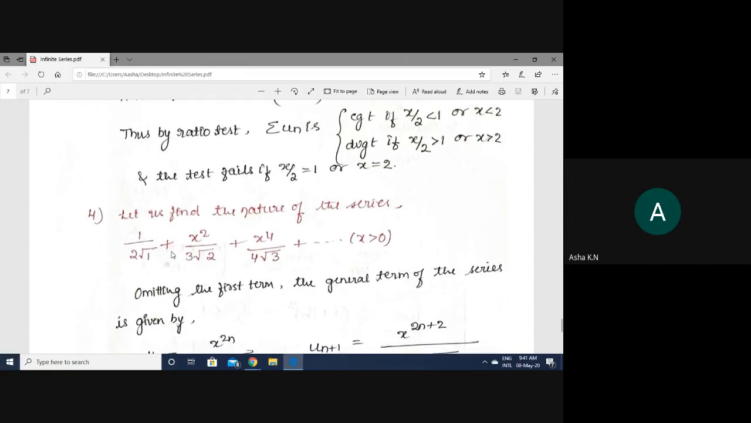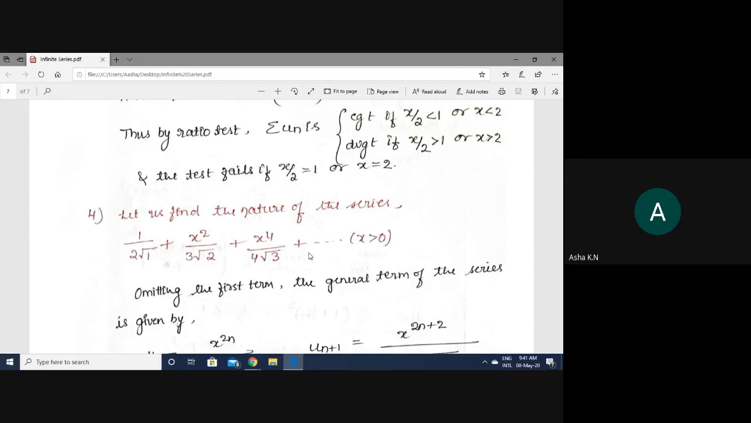Okay. Now the denominator. In the first term, you have 3. This is the first term, x square by 3 root 2. In the first term, you have 3. Second term, you have 4. Okay, second term is 4. Third term, you will have 5.